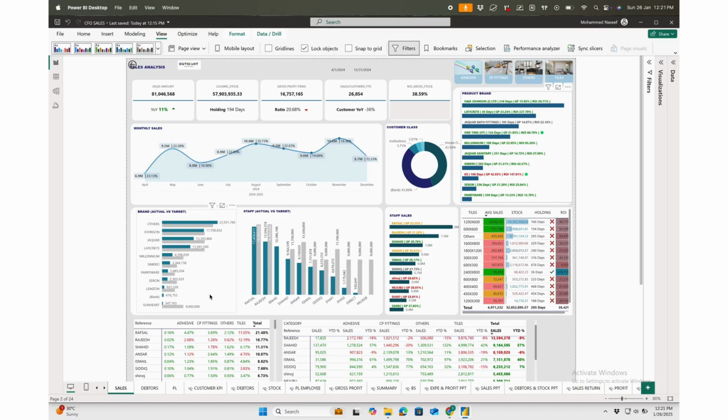This graph is entirely prepared from the accounting software, which is Tally.